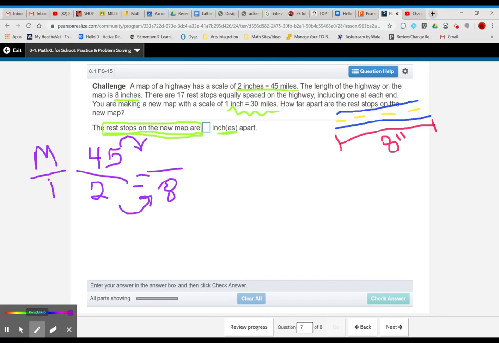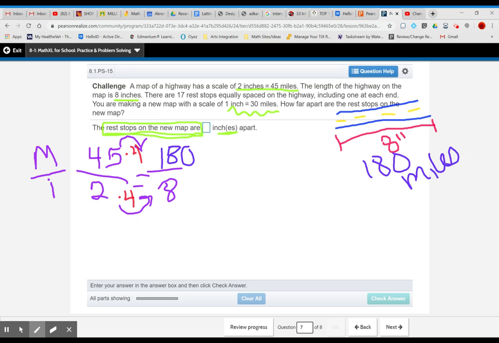I'm going to change to a quick color. Now, I personally know 2 times 45 is 90, so 45 times 4 is going to be 180. If you don't know that, that's okay. You can always use a calculator. So 180. This is actually 180 miles. Okay, the rest stops are on the new map, so we're still worried about the new map. We know it's 180 miles.